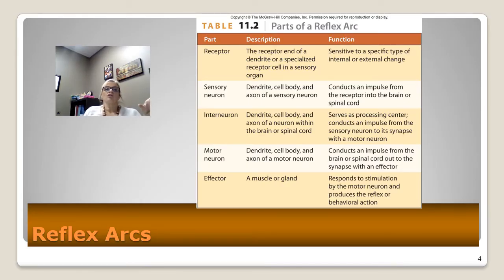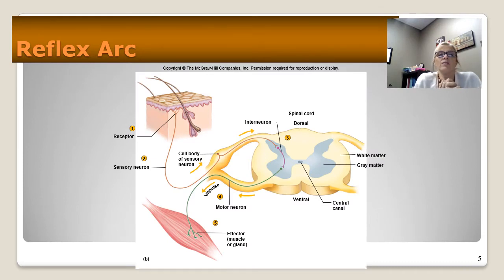So this is a good little chart here to study. Be sure you know this. It gives you all those parts, and tells you what the description and what the function is. So be sure you know this chart. All right, here's an illustration of that reflex arc.